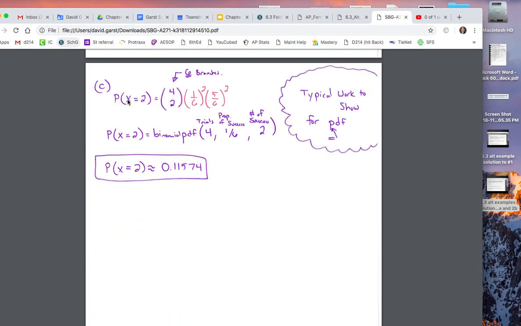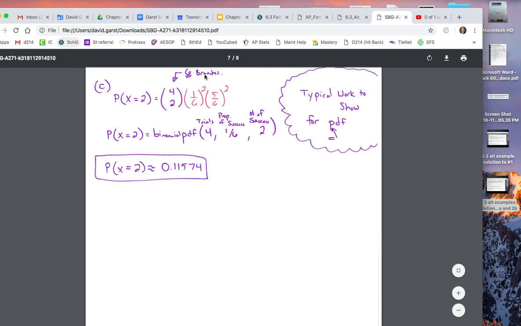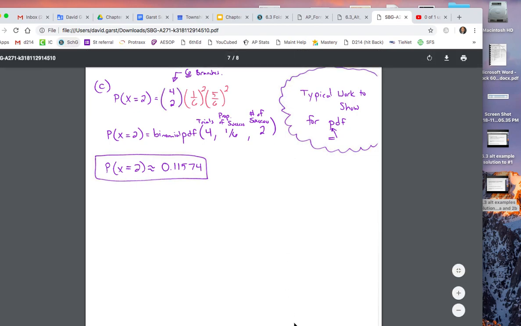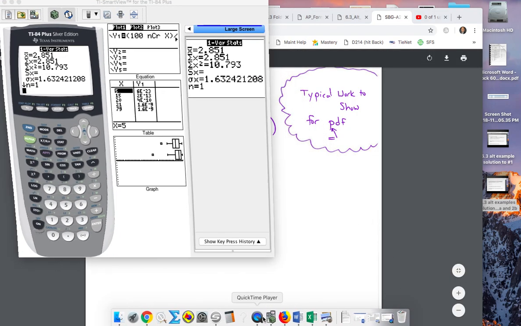The probability that we get exactly 2 doubles is 4 choose 2, which ends up being 6 branches. And down each of those branches, we're doing doubles twice and not doubles twice. So this is the typical work you would show on your test or quiz. You would show this part first. Then the second part you would show is your calculator line here, probability x equals 2 of binomial 4, 1/6, 2. I'll do that really quickly on a calculator just so you can see that.